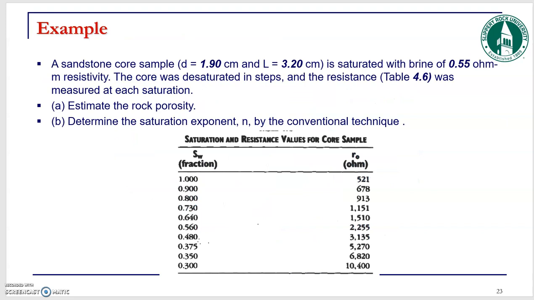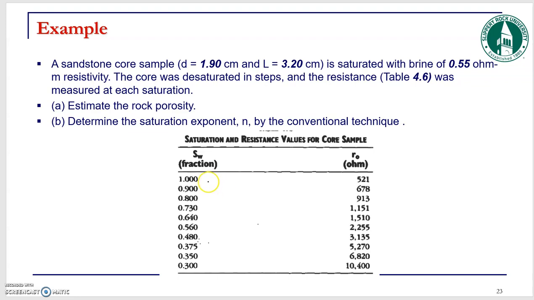So what we're going to do is to do this example. We have a sandstone core sample with diameter 1.9 centimeter. The length is 3.2 centimeters, saturated with brine, and the brine resistivity is 0.55 ohm meter. The core was desaturated in steps. It means that the water saturation is dropped step by step.